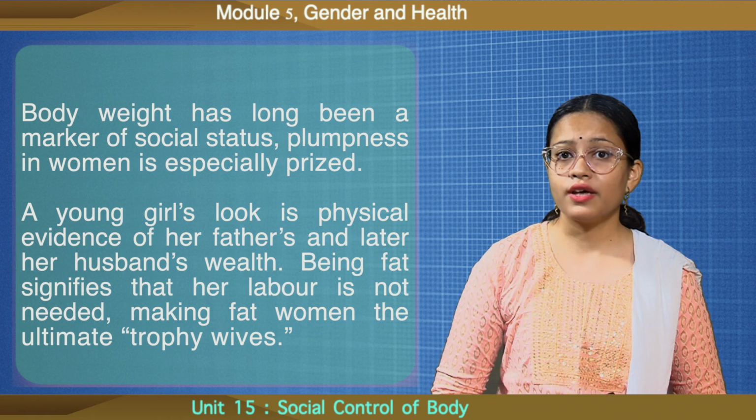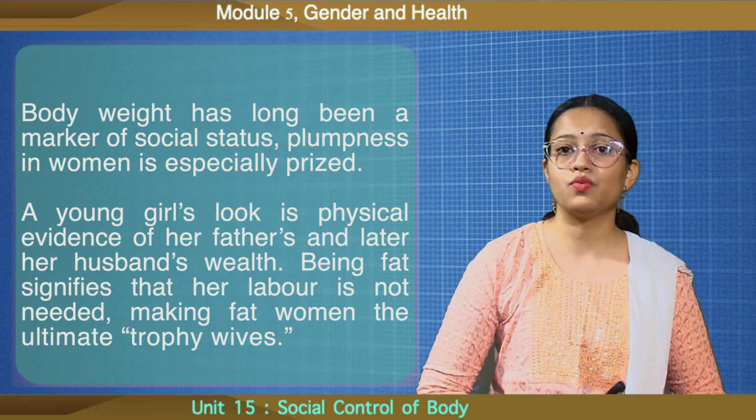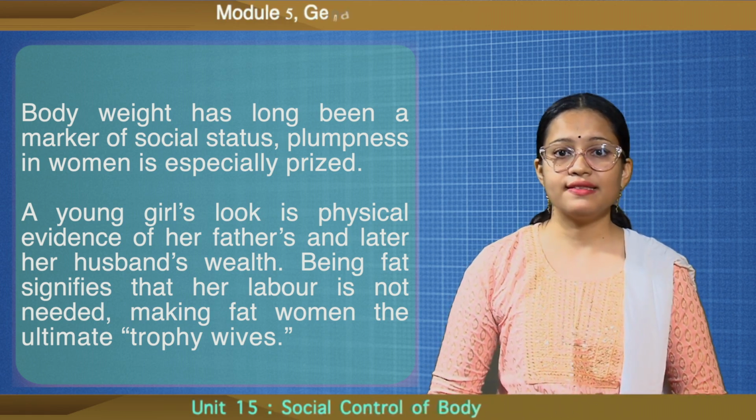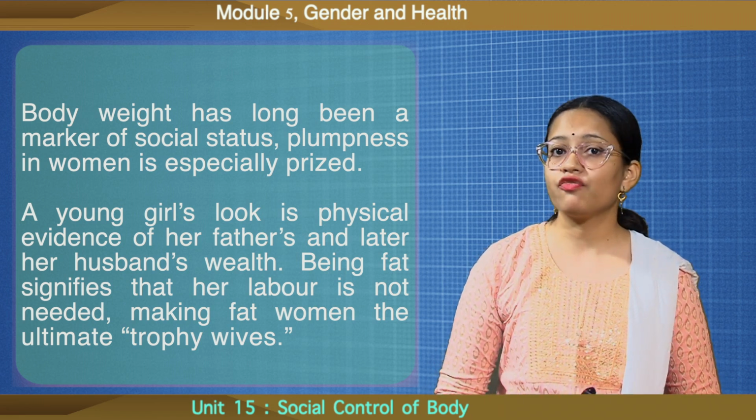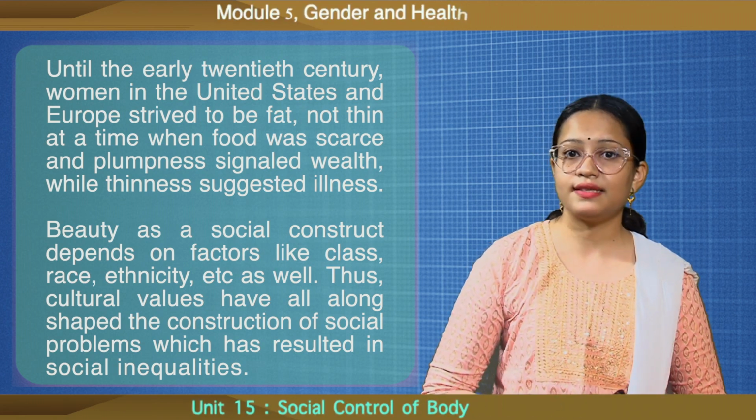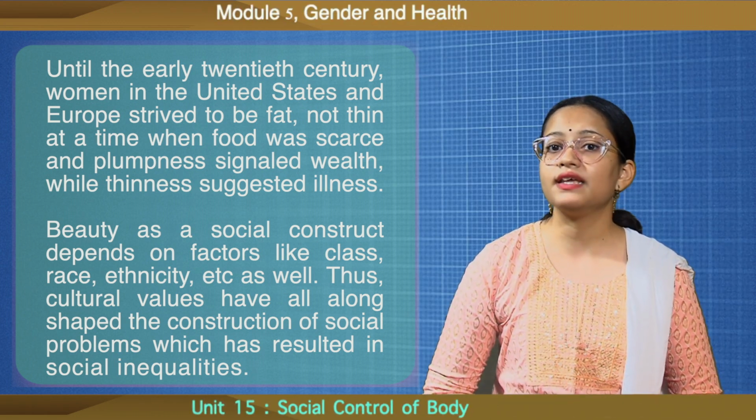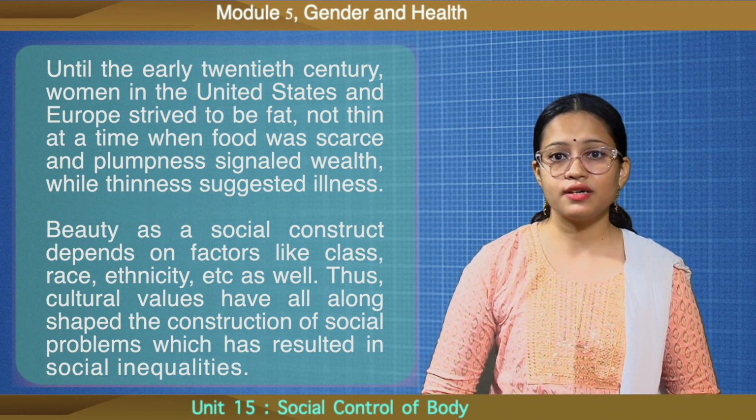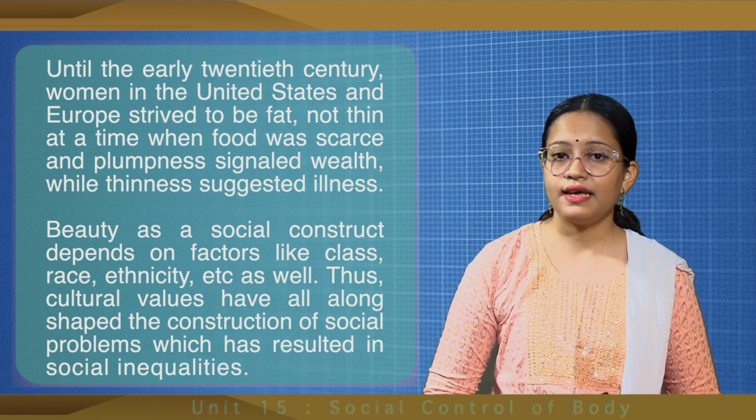A young girl's look is physical evidence of her father's and later her husband's wealth. Being fat signifies that her labor is not needed, making fat women the ultimate trophy wives. Until the early 20th century, women in the United States and Europe strived to be fat, not thin, at a time when food was scarce and plumpness signaled wealth, while thinness suggested illness. Beauty as a social construct depends on factors like class, race, ethnicity, etc.